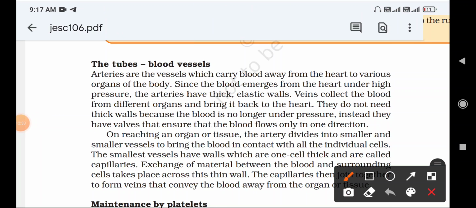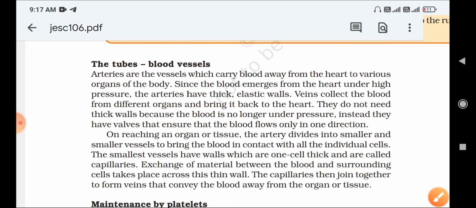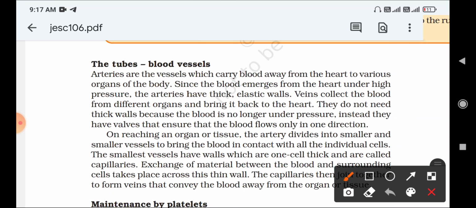Next, blood vessels. Arteries are the vessels which carry blood away from the heart to various organs of the body. Since the blood emerges from the heart under high pressure, the artery has thicker elastic walls. Next question: why do arteries have thicker elastic walls? What is the function of arteries? Mainly, they collect the blood from the heart and send it to the different parts of the body. This is the main function of the arteries.